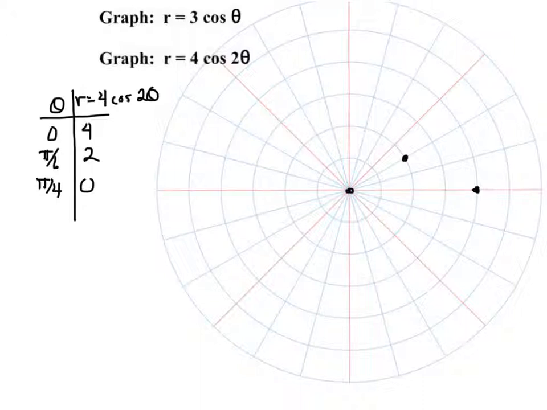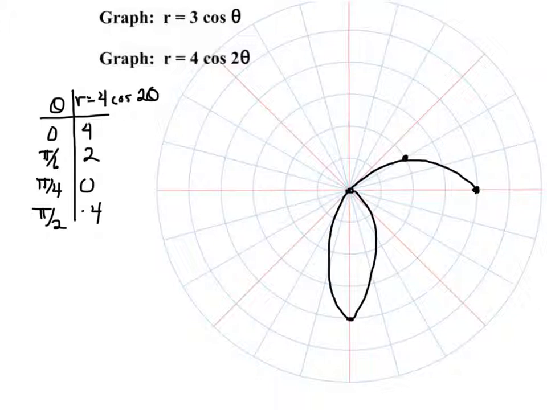Let's go to pi over 2. 2 times pi over 2 is pi. Cosine of pi is -1, so 4 times -1 is -4. So that's down here. So here's what's happening. It's coming like this, and then it's going to go back up like this. Now, I have been doing this a long time, so I know what these shapes are, and I can see these patterns pretty quickly. You will not be able to. You'll have to continue to fill them out.